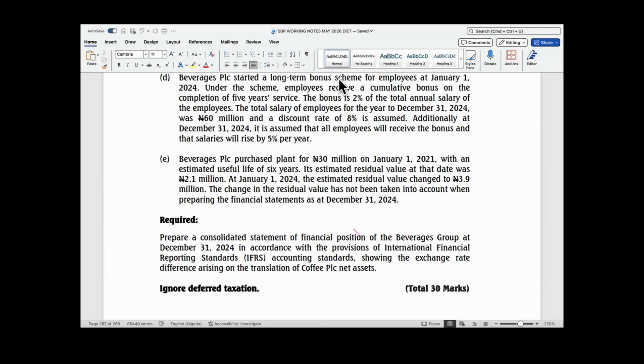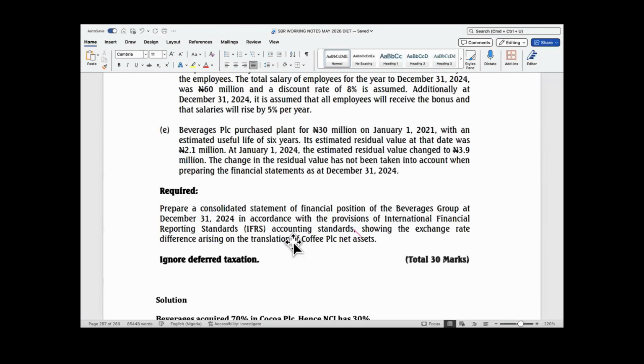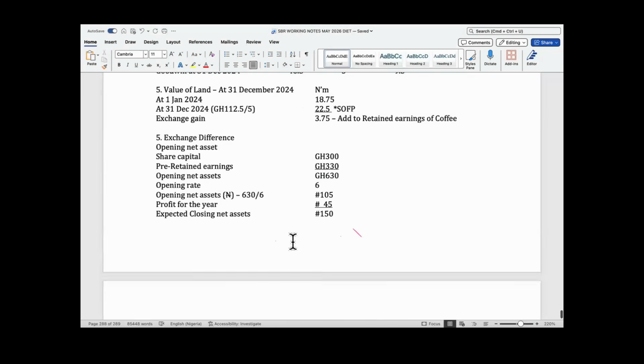This is where even those that did not miss it might not get this right. So what am I doing here? I just need to capture that change in residual value. Apparently they have already recognized the depreciation in the books. They have done all that, but what they have not done is capture the change in residual value. It wasn't considered, so let's consider it.